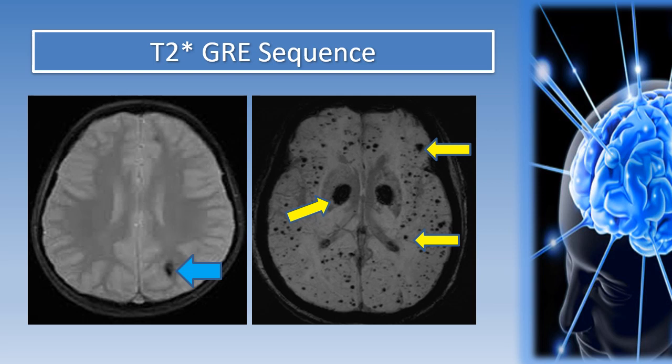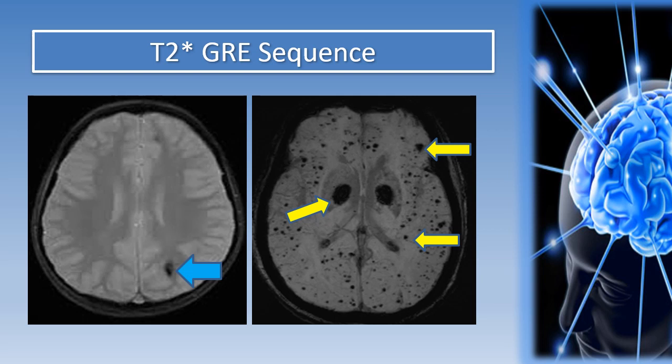The other image, with multiple yellow arrows, is a case of amyloid angiopathy and shows multiple, innumerable low signal foci of signal void, which are microbleeds, and the large areas at the basal ganglia refer to calcification.